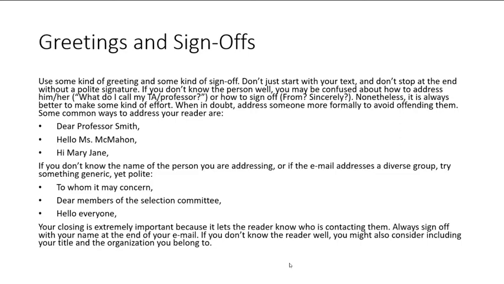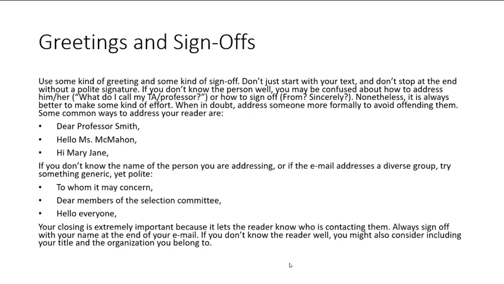So I have some common ways here that you address your reader. Dear Professor Smith, hello, Miss McMahon, hi, Mary Jane. And this all varies based on how familiar you are with the person that you're addressing. You wouldn't want to address your boss in the same way that you would address your best friend. Different power dynamic, different boundaries, different things going on there. So you want to keep the different relationships different in terms of the way you address them.